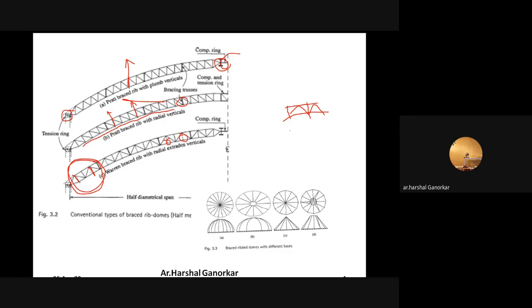So here you can see the curve, and now it becomes conical. This becomes the compression ring, and this becomes the tension ring, and this is the compression ring. So at the top there is a compression ring, and these are the ribs. So this would be like this. Okay, so that is about this.